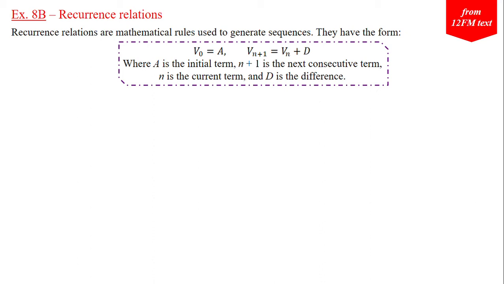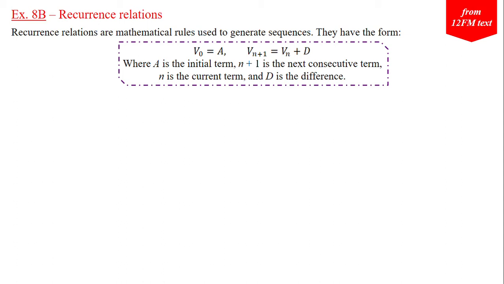Recurrence relations are mathematical rules that are used to generate sequences. In our last exercise, we looked at writing sequences from a sentence: here is the starting number, this is the rule. We're now going to express those rules mathematically.